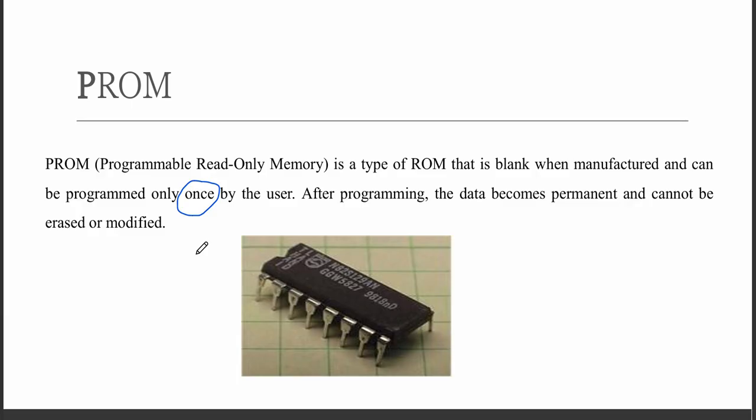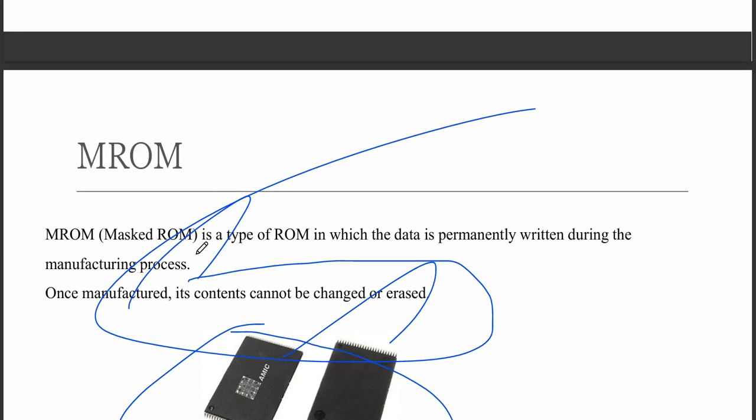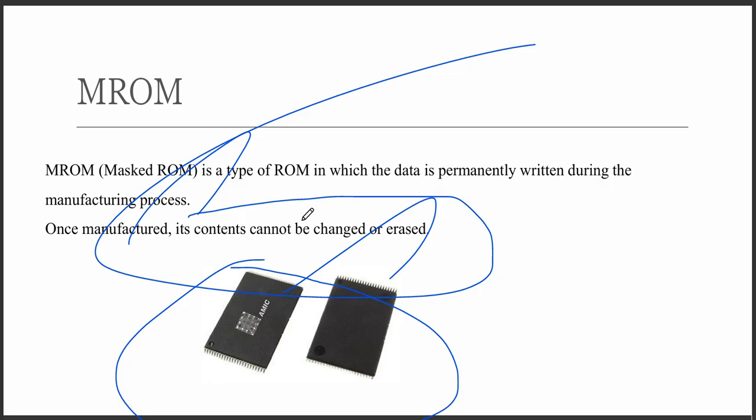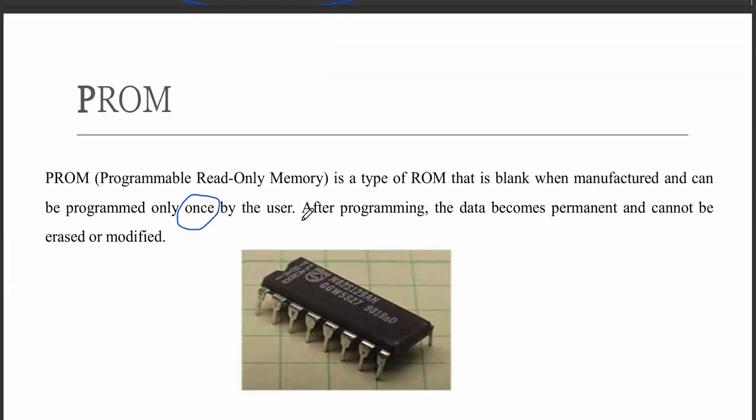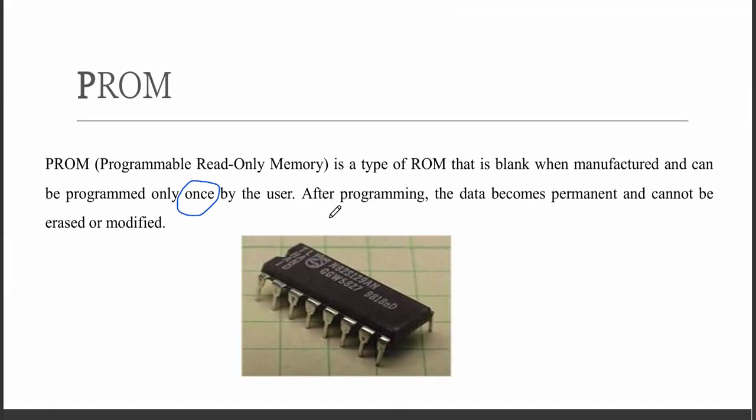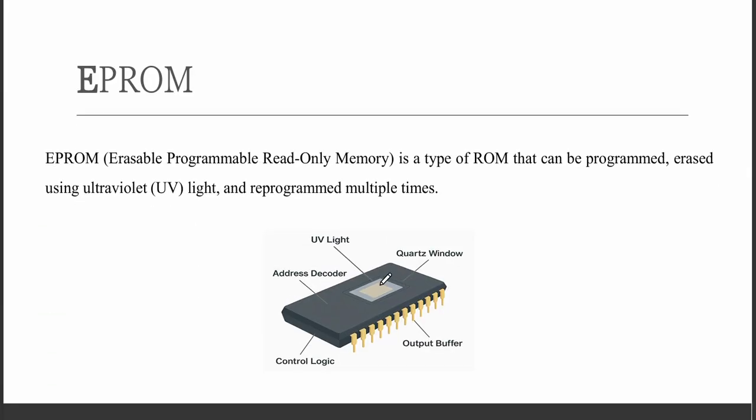In the previous slide we discussed MROM, where the manufacturer decides what should be inside the ROM. In PROM, we can decide what should be inside the ROM. After the program is done, the data becomes permanent and cannot be erased. This is one of the examples of PROM.